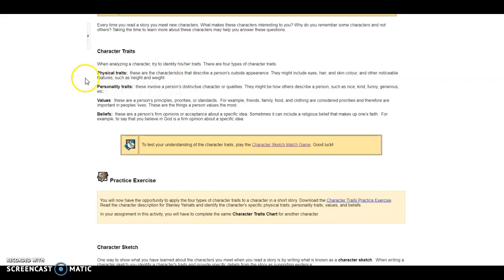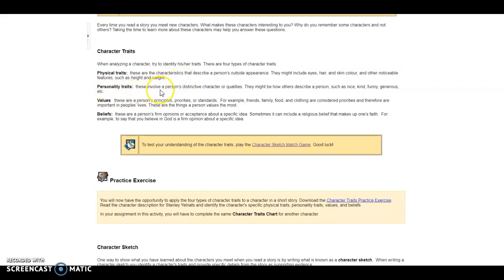You can also, with physical traits, deal with the way that they're dressed and the way that they look in general, going beyond just their natural sort of features. But physical traits is just essentially what does the person look like.